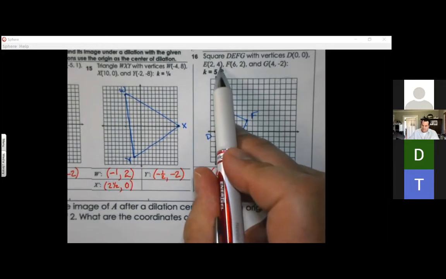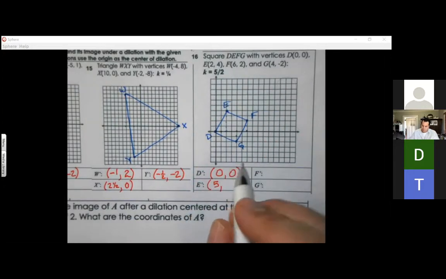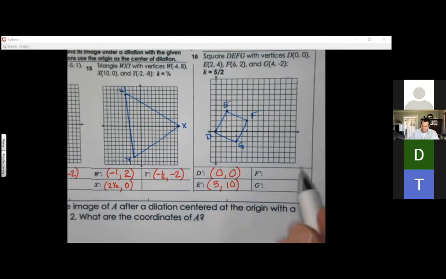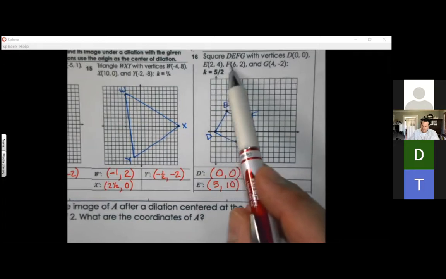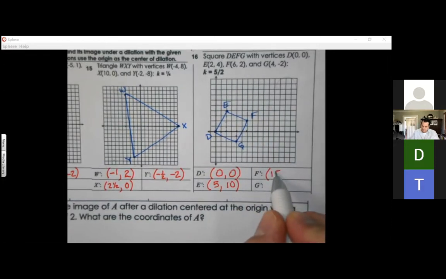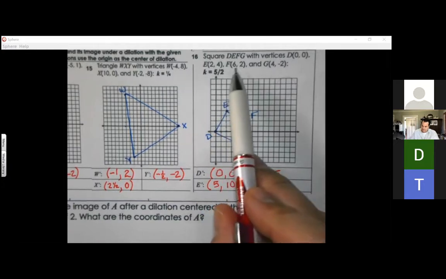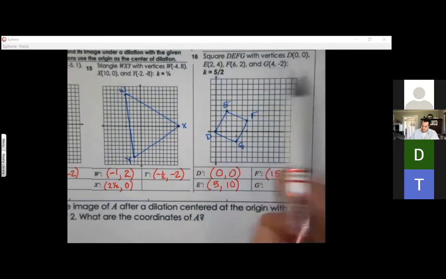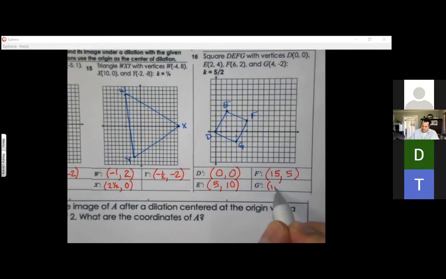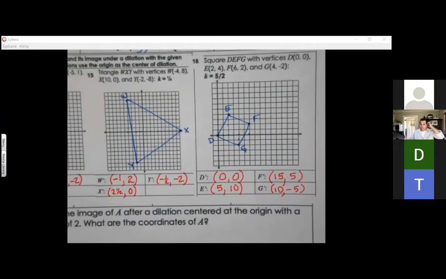5 halves times 4 is 20 over 2, which is 10. 5 halves times 6 is going to be 30 over 2, which is 15. 5 halves times 2 is 5. 5 halves times 4 is 20 over 2, which is 10. And 5 halves times negative 2 is negative 5. And if that was a little fast for you, remember, you get to use calculators for this stuff, so just do it carefully.